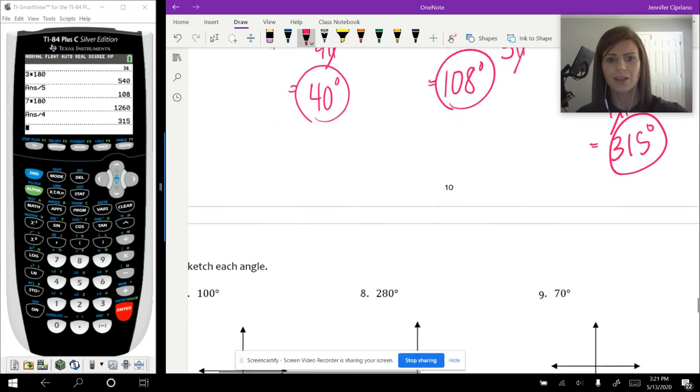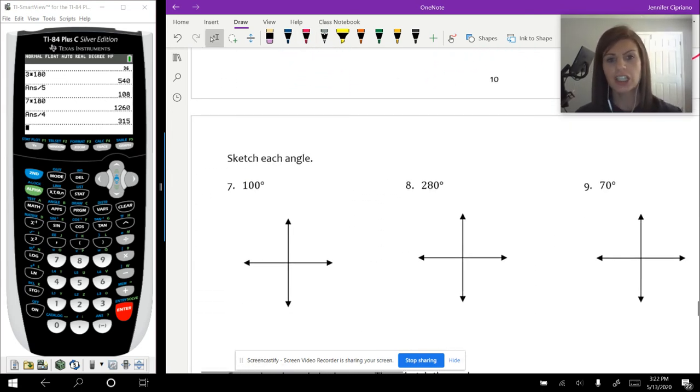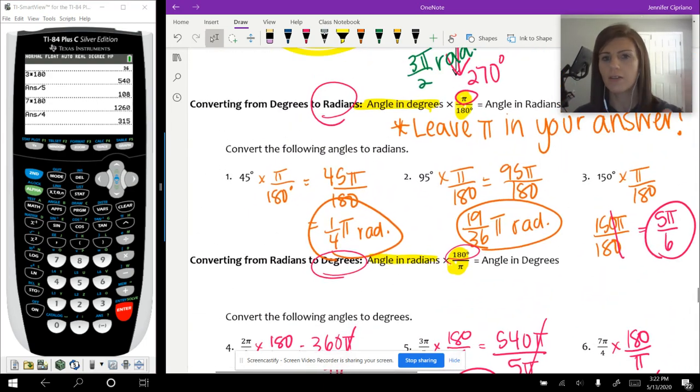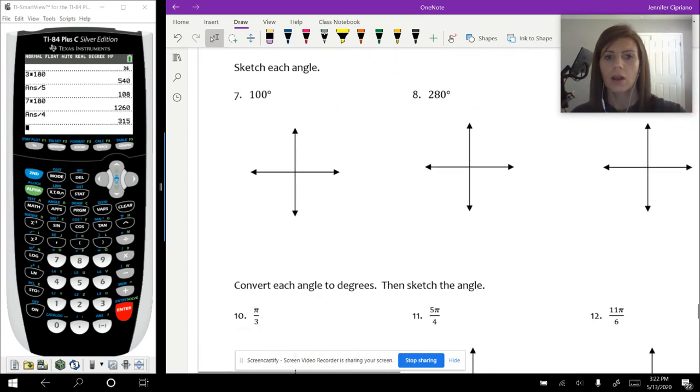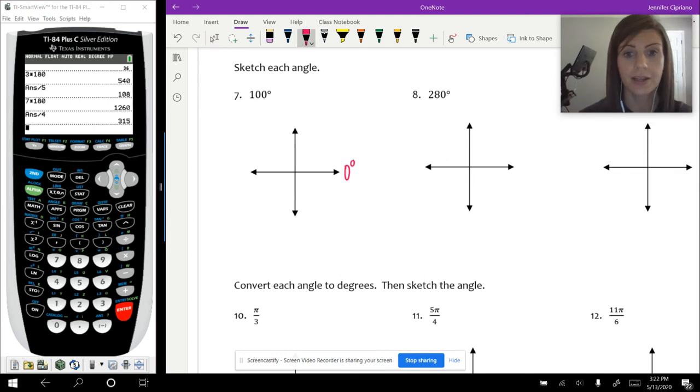All right, so the last part of this section is to just kind of get you familiar with how to sketch angles and what some different angle measurements look like. So all of these angles are pretty much based off of understanding what each axis represents. So if you think about what the 4 different axes represent, 0, this one was 90, this one was 180, 270, and then all the way back around is 360.